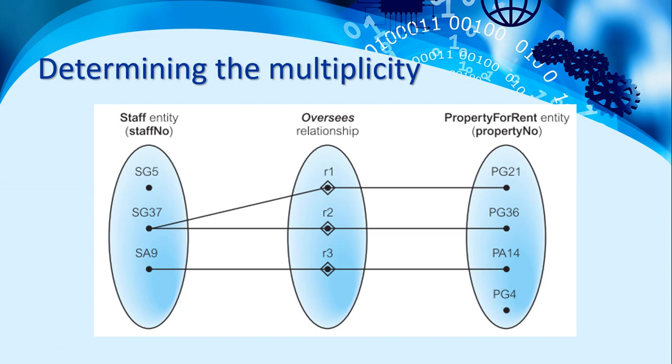So if we're going to translate this into a UML notation, again, members of staff can oversee 0 or more properties for rent. Take note, ha, yung asterisk, this is more, 0 or more properties for rent. Okay, and a property for rent is overseen by 0 or 1, pwedeng wala or pwedeng at least 1 member of staff. So ito, 0 or 1 member of staff.